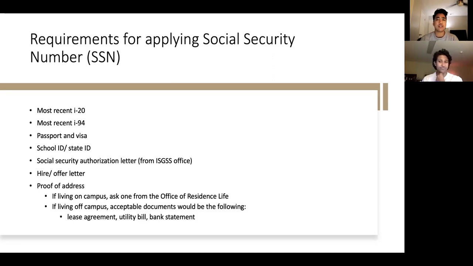All right. So that is the letter that is provided by the DSO. It's the supplement that you will need. And then your hire or offer letter, which will come from your hiring director. And again, not from our office, but from the department, or whoever your hiring manager is. Let's put it that way. And then lastly, your proof of address. So again, like we talked about earlier, if you live on campus, then you can obtain one from the Office of Residence Life. Or if you live off campus, then the acceptable documents would be the lease agreement, utility bill, or the bank statement.